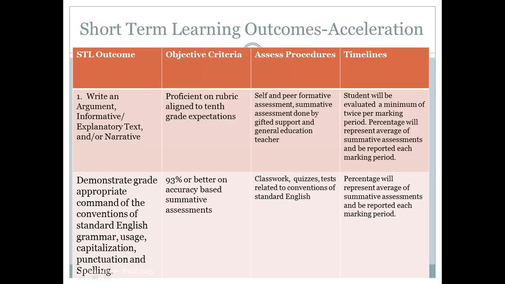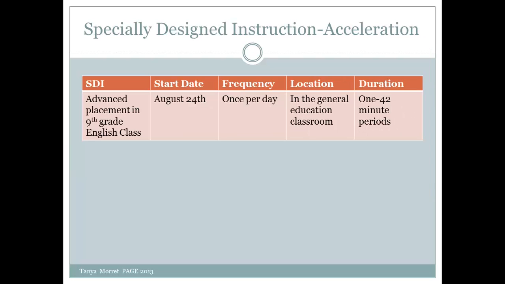So, you know, might be a quiz, or it might be some classwork that they're taking a look at, and that percentage will represent the average of the summative assessments. Is it still clear? It definitely looks like acceleration, but from just the goal and the short-term learning outcome, we're really not sure how that acceleration is going to play out until we look at the SDI.